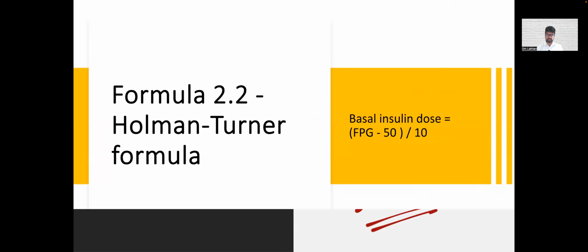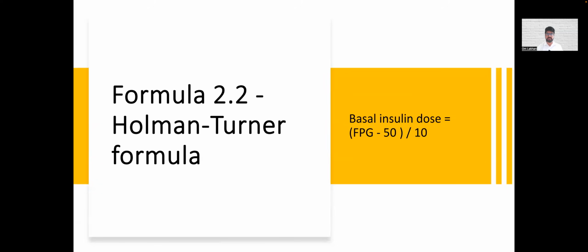Let's look at another scenario and another formula, which is the Holman and Turner formula. Holman and Turner formula is not based on the weight, but rather it is based on the patient's fasting blood sugar. So again, if you take the scenario which we discussed earlier, let's say the patient fasting blood sugar is 250. 250 minus 50 divided by 10 will be the Holman-Turner formula for using basal insulin.